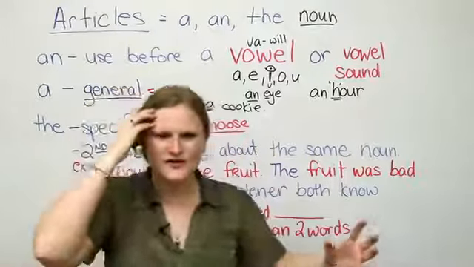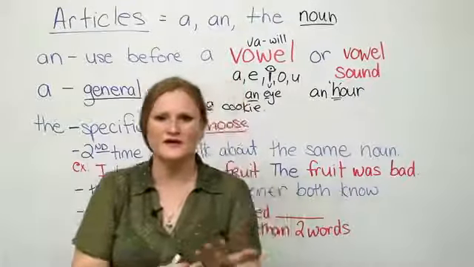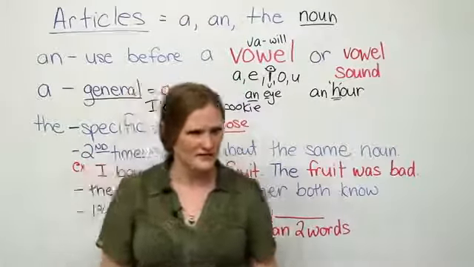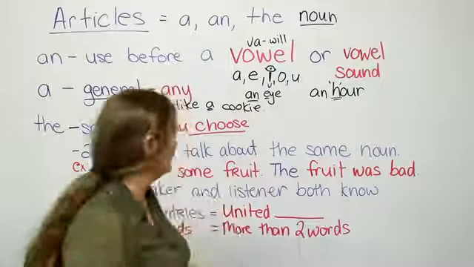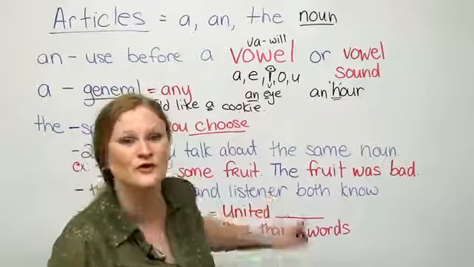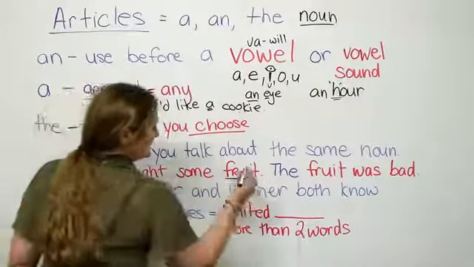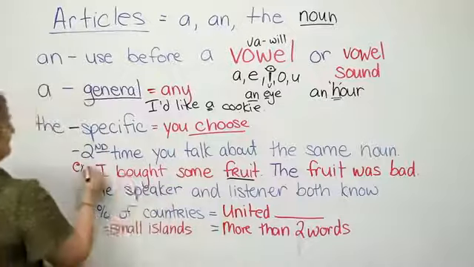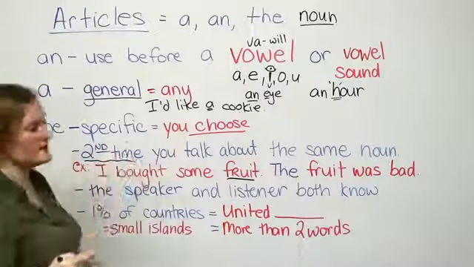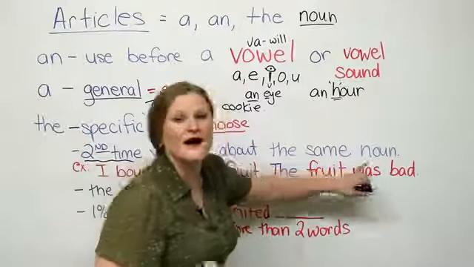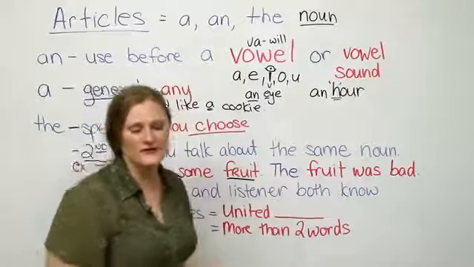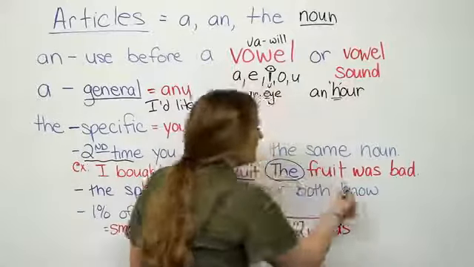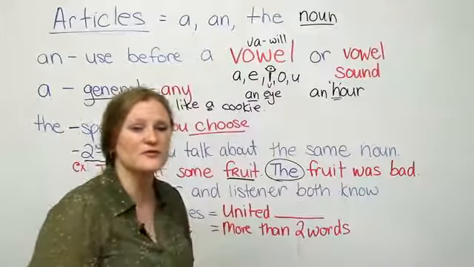But Ronnie, you just said if it's an uncountable noun, we don't use an article. What are you doing? Have you lost your mind? No, this is a grammar rule. The first time I talk about the fruit, I use no article because it's uncountable. But the second time I'm talking about the same noun, I have to. I don't know why. I just have to. It's a rule. So I have to say "the fruit." The fruit was bad.